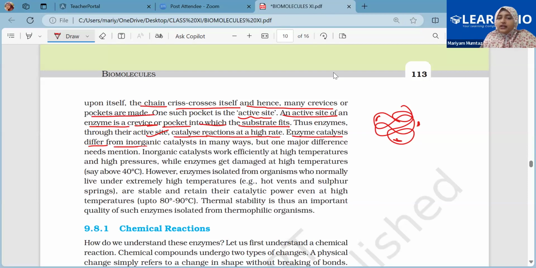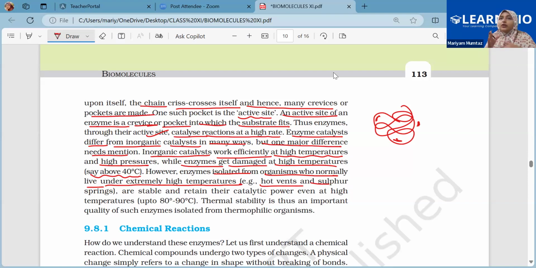Enzyme catalysts differ from inorganic catalysts in many ways, but one major difference needs mention. Inorganic catalysts work efficiently at high temperatures and high pressure, while enzymes get damaged at high temperature, that is above 40 degrees Celsius. However, enzymes that are isolated from organisms who normally live under extremely high temperatures, such as hot vents and sulfur springs, are stable. Meaning, those organisms that already live in a very high temperature environment have enzymes that work at high temperature, that is 80 to 90 degrees Celsius. But normally the enzyme can get denatured above 40 degrees Celsius. The way by which the enzyme's tertiary structure gets destroyed is known as denaturing.